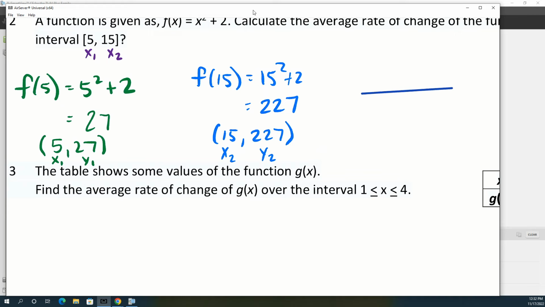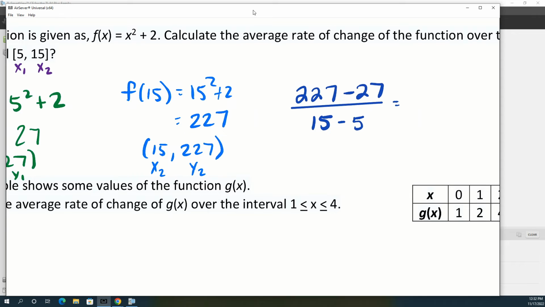All right, so we're ready for our fraction where we're going to do y2 minus y1 over x2 minus x1. It's delta y over delta x equals. Okay, so I think when you have that in, you're just going to get 20.